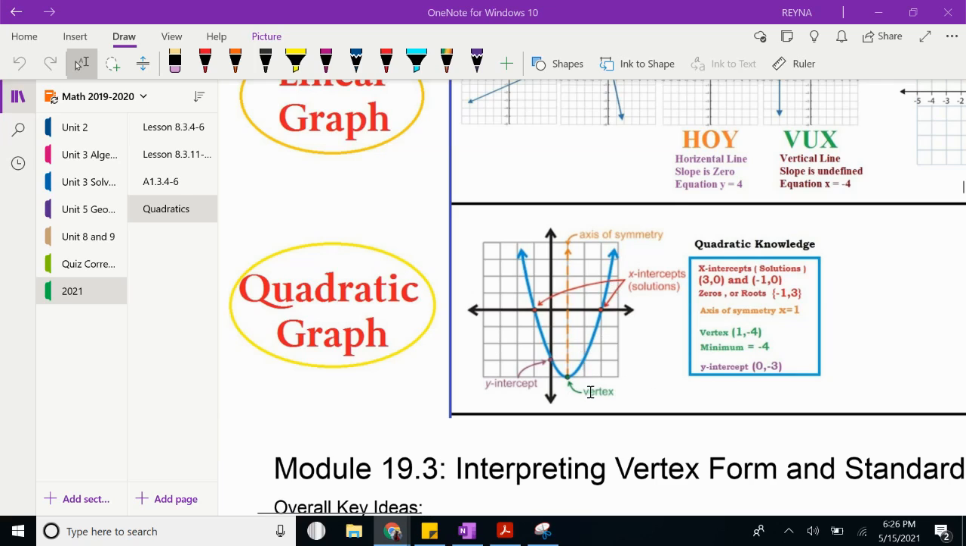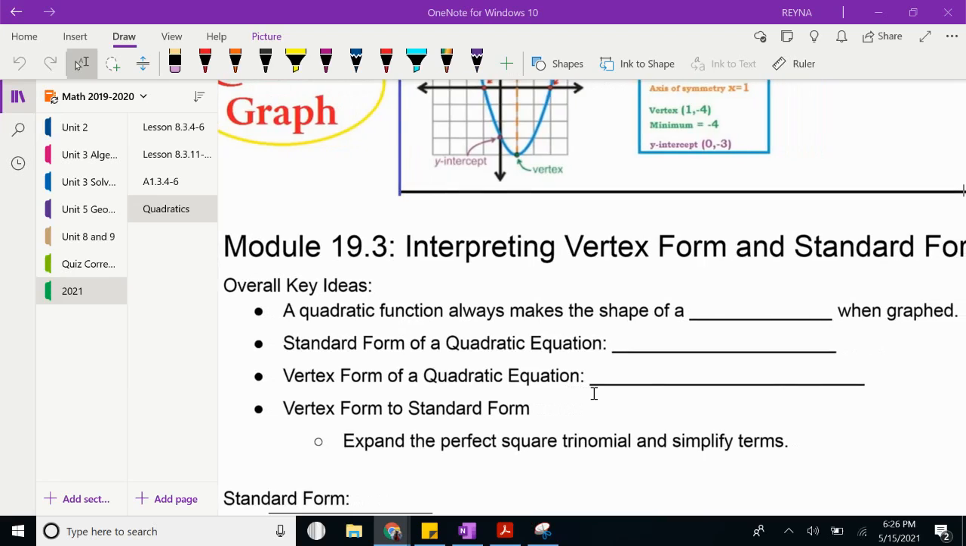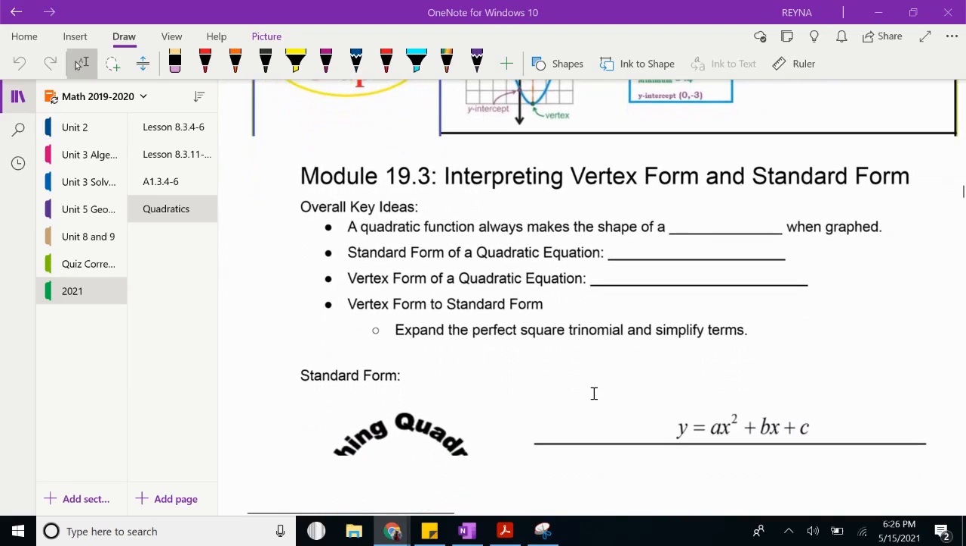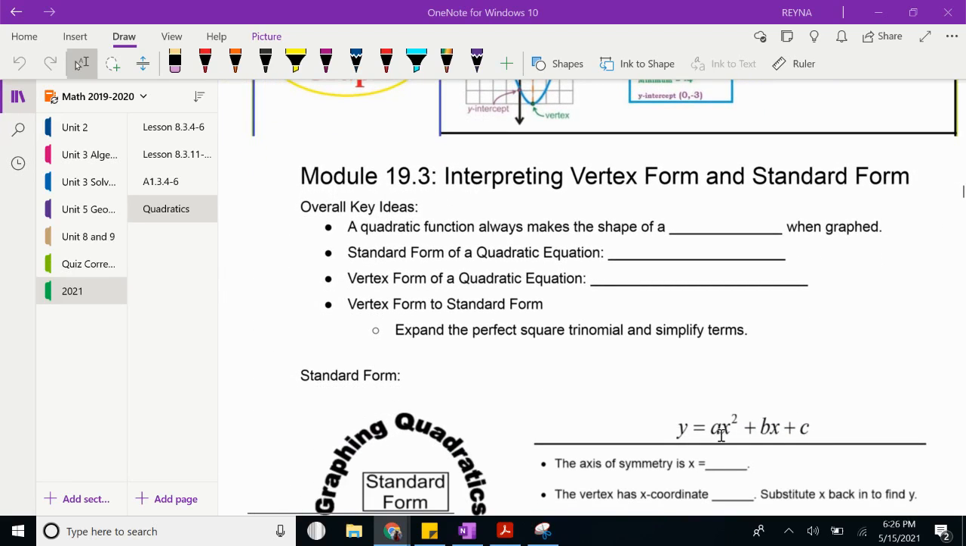So we're going to be talking about quadratics, and we're going to be talking about the different ways that you can write quadratic graphs. The first form is called standard form. So it looks like this. A quadratic graph will always make a shape of a U. And then you have your standard form, which is y equals ax squared plus bx plus c. A, B, C, all of those are numbers.